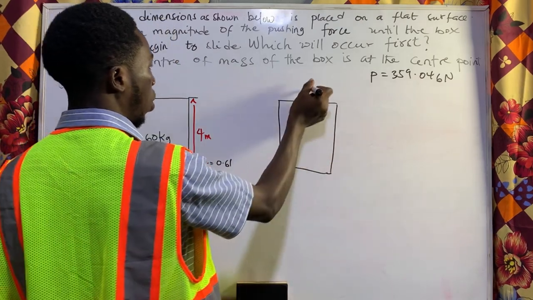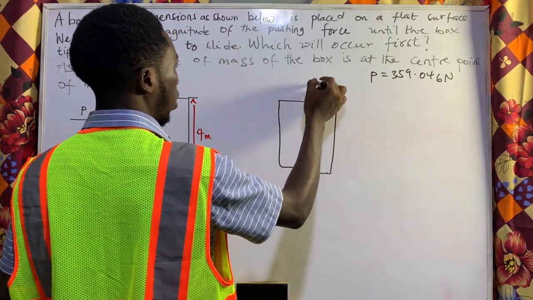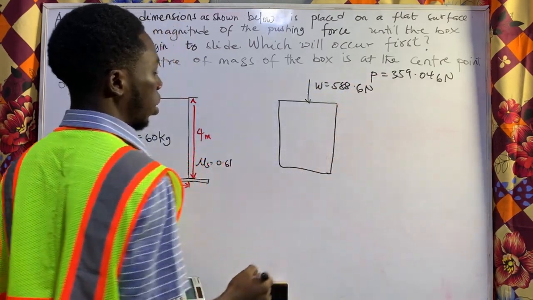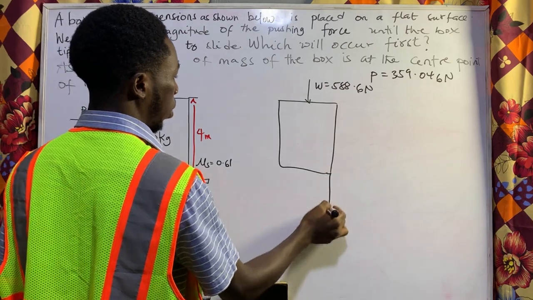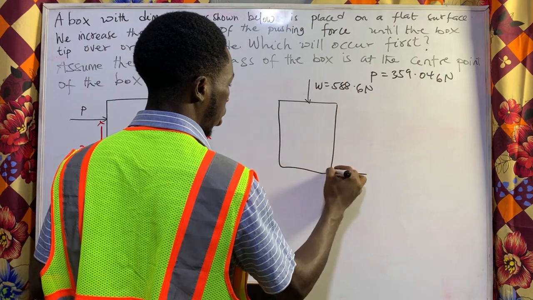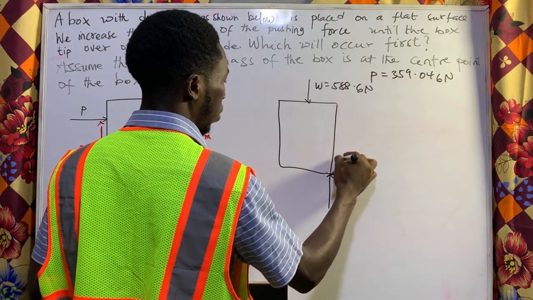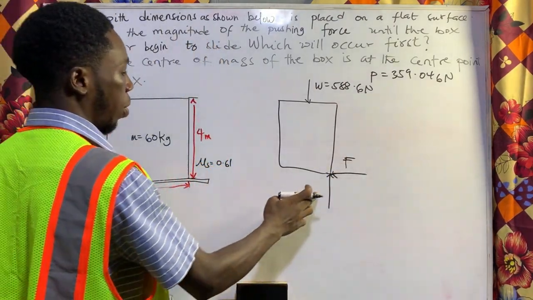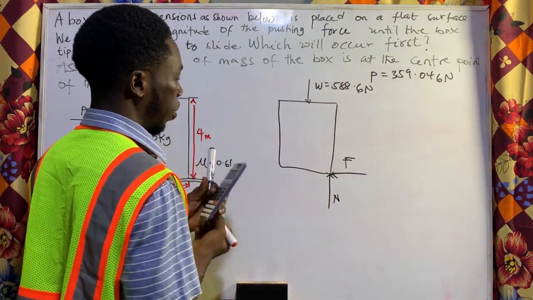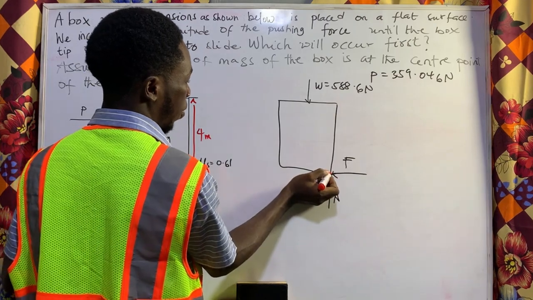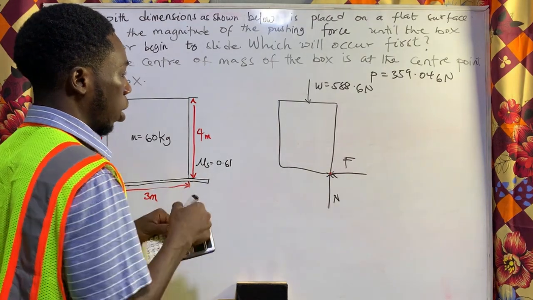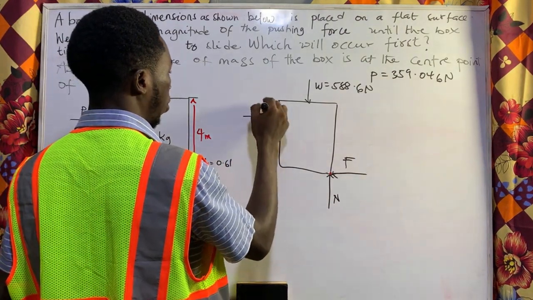Okay, so we're going to have the weight force here, which is 588.6 newtons. And we have the normal reaction force here, and then the friction force here. So for tipping, the normal reaction will be concentrated at the point of rotation, and the same for the friction force. Both the normal reaction force and the friction force will be concentrated here. And then I'm going to have the pushing force here.